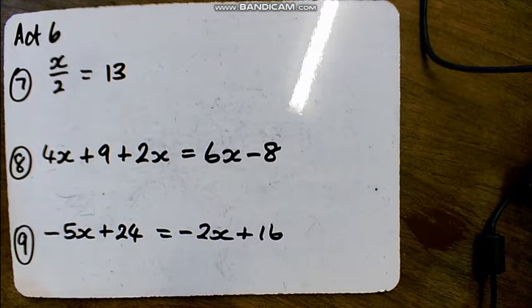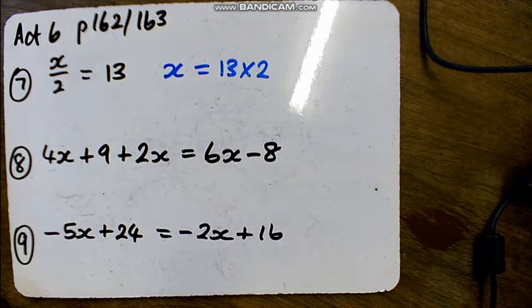Right, what will you do here first? What will you do first? Right, so the opposite of division of 2 will be times 2, right? And x is equal to 13 times 2. 13 times 2 will give us what? Right, so 13 times 2 is 26. Next one, what will you do first?